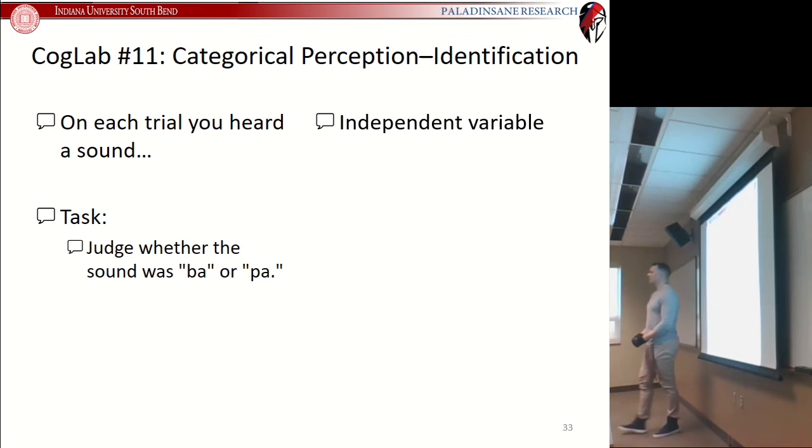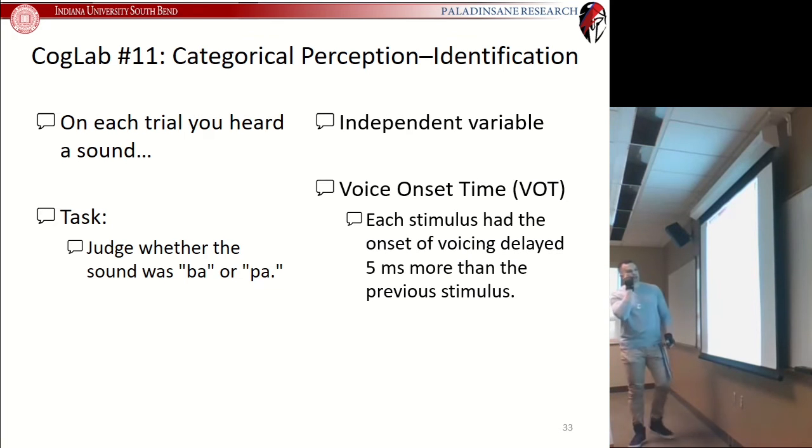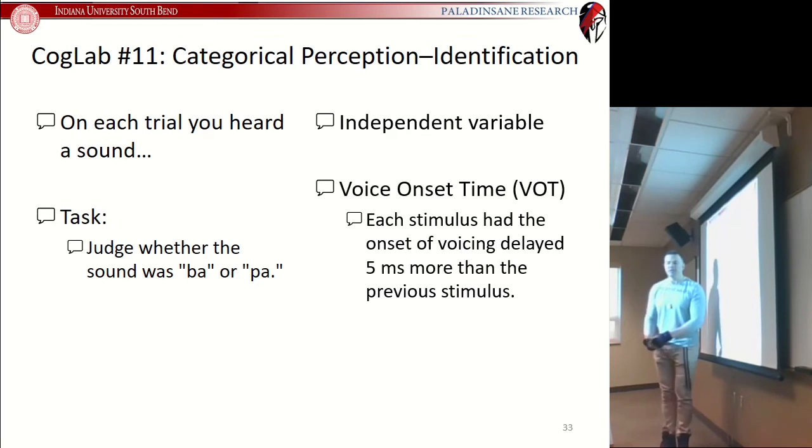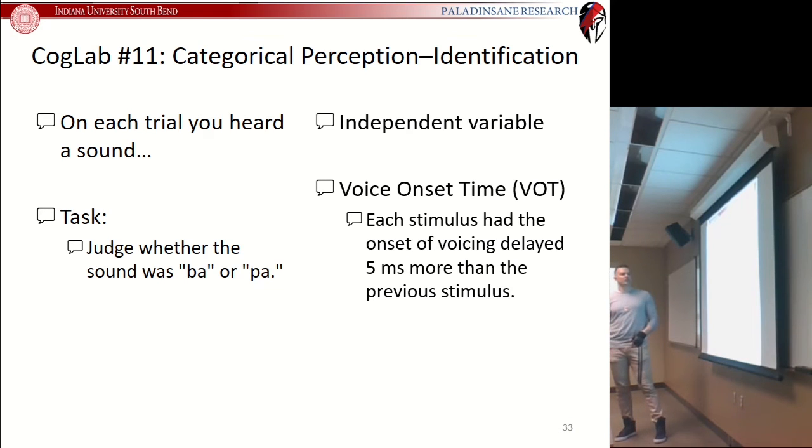What was the independent variable? The independent variable on this was simply a change in the sound information. It was just a small little change in the sound wave, and it's called voice onset time. And voice onset time was changed by 5 milliseconds between the stimuli. So it was just a 5 millisecond, very short change in voice onset time.